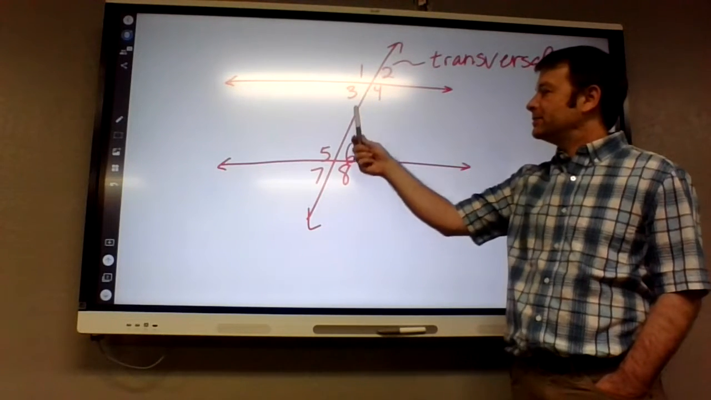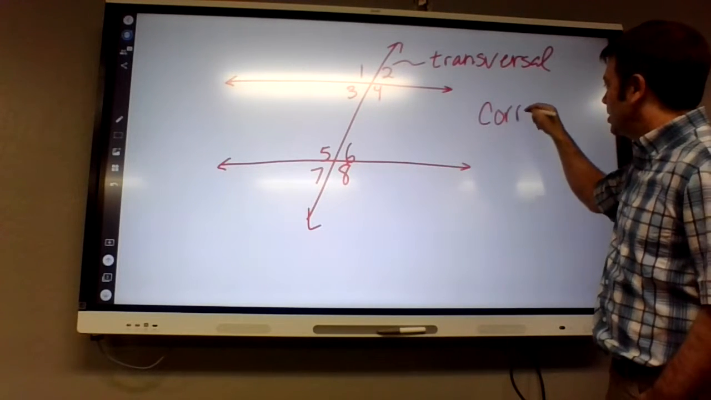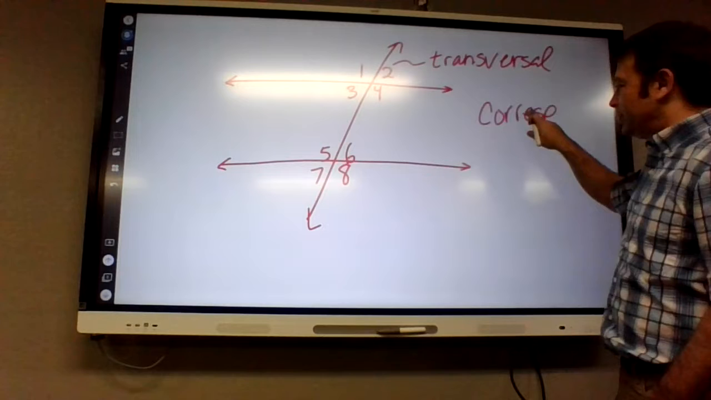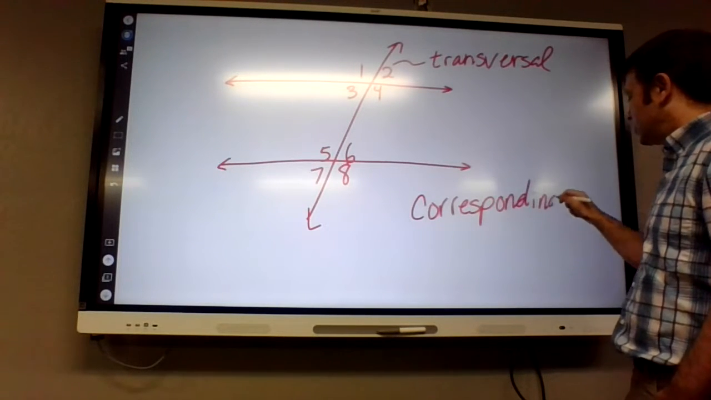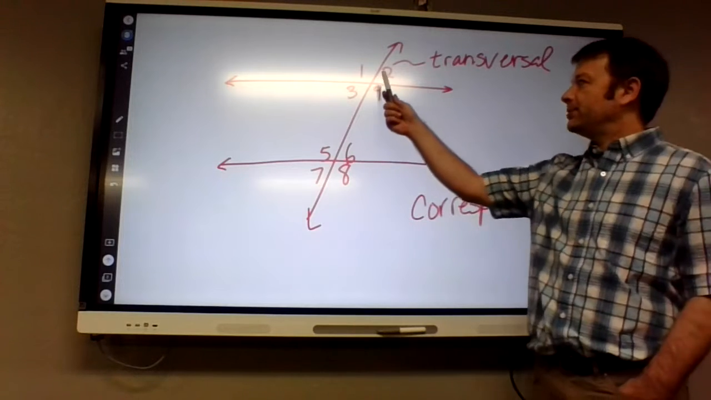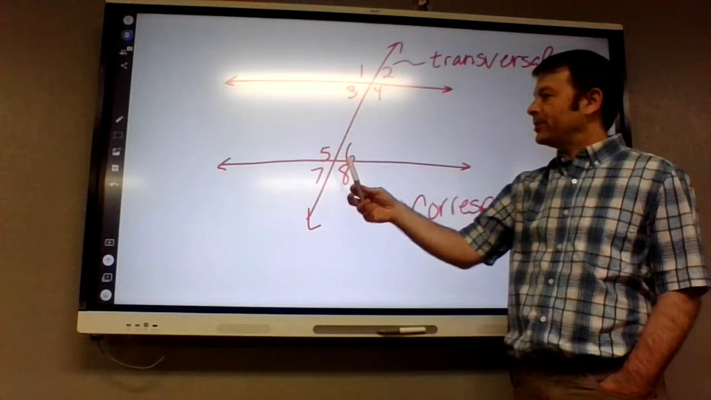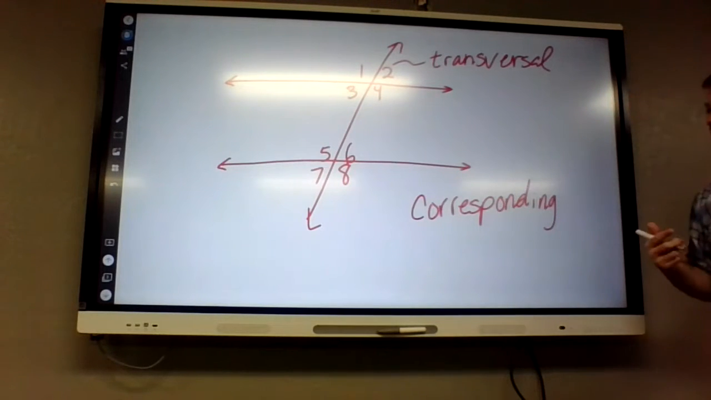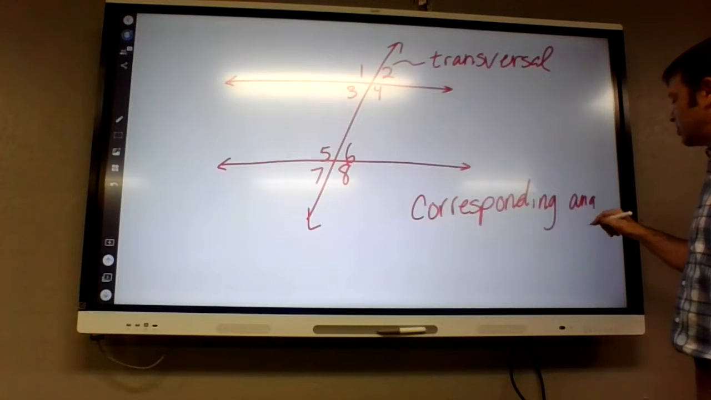1 and 5. Okay, why did you say that? Because they look congruent? Yeah, basically. Okay, these are called corresponding angles. 1 is upper left corner, 5 is upper left corner. If the lines are parallel, corresponding angles are congruent.